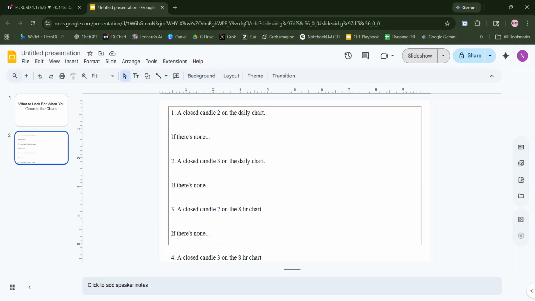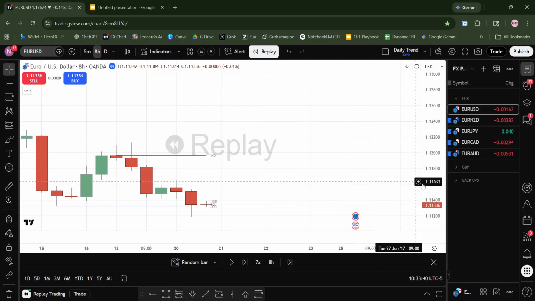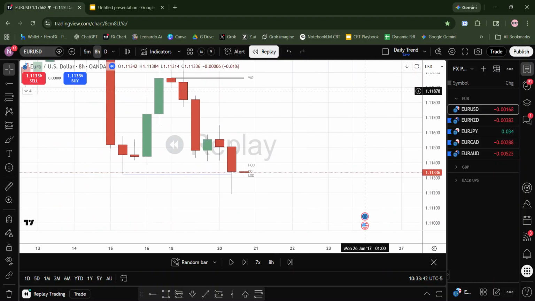So then I go down to the 8 hour and I look for a candle 2 on the 8 hour chart. So I'll drop down to the 8 hour. Hopefully it'll do that for me. Okay, so here we go. Do I see a candle 2 or 3? No, I don't. This is just a consolidation candle inside of this candle right here.